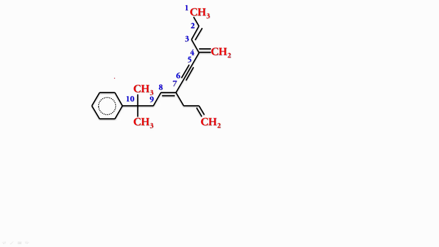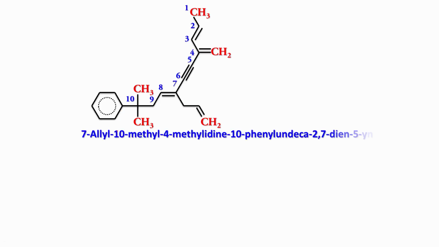So what are the substituents we have? We have methylidine. We have allyl. And we have phenyl. And a lot of methyls there. So it's 7-allyl, 10-methyl, 4-methylidine, 10-phenyl, undeca-2,7-diene-5-yne.